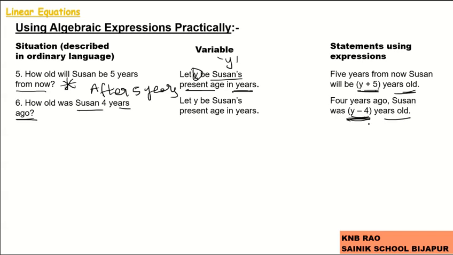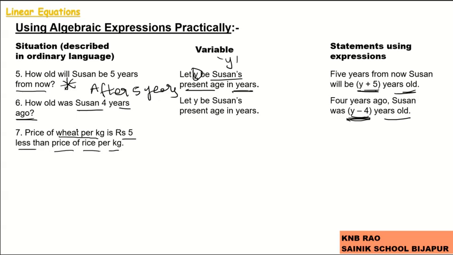Now, these age problems are very important. From now means after 5 years, ago means before. Then the next important model of questions is price of wheat. So the price of wheat per kg is 5 rupees less than the price of rice per kg.